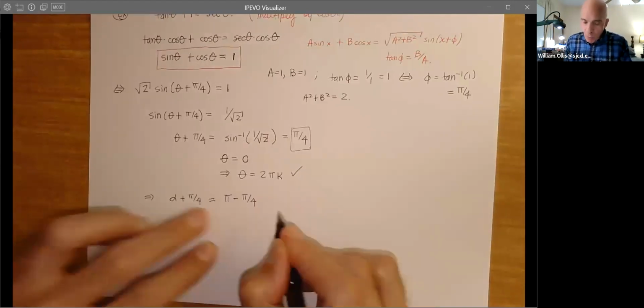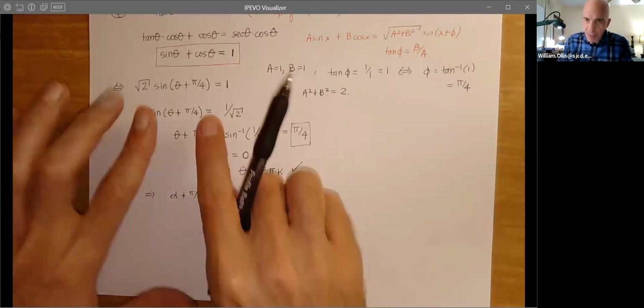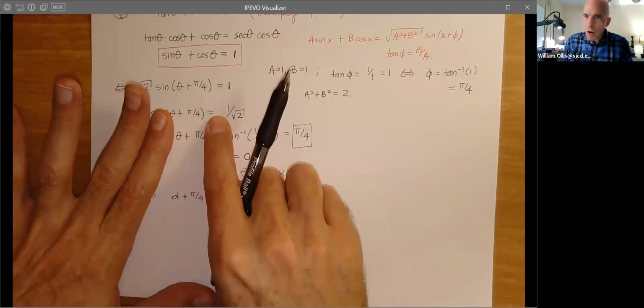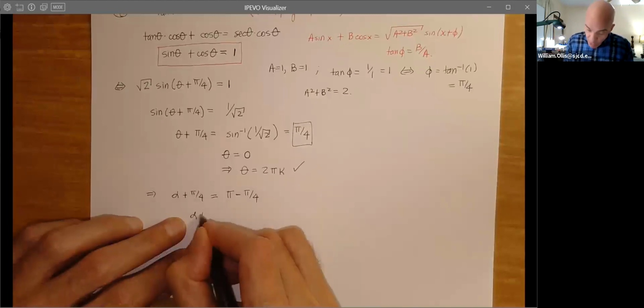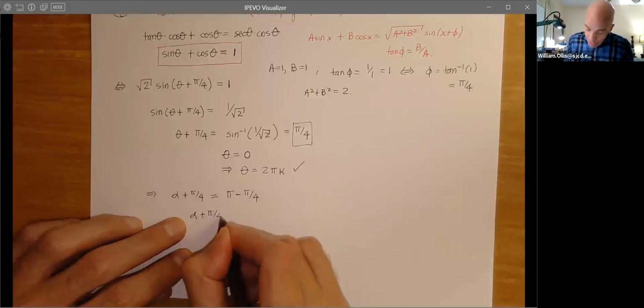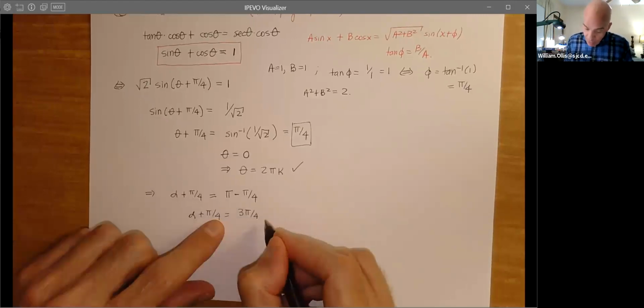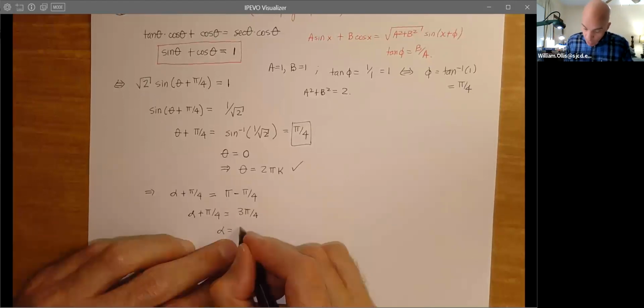So again, in order to apply this, we have to look at this as being the argument to apply Professor Ron's lemma. So this is the argument here. And so now, what is this? This is alpha plus pi over 4 equals 3 pi over 4. And then if we subtract, we get 2 pi over 4, which is pi over 2.